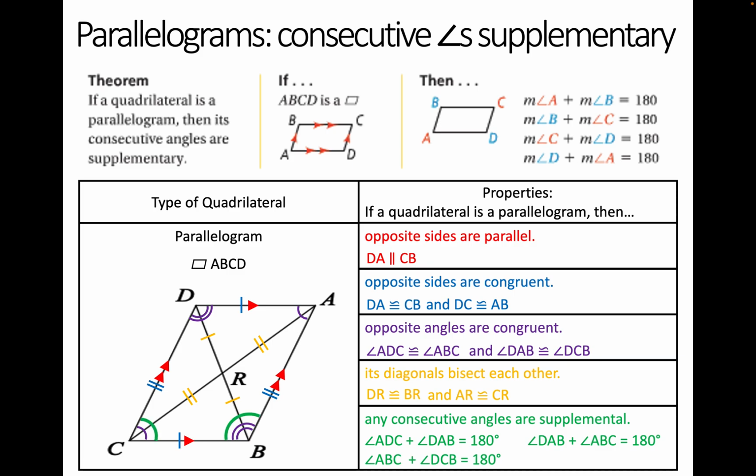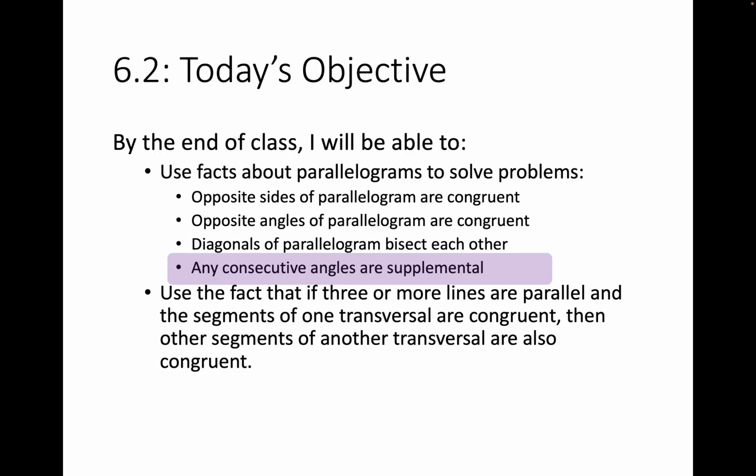If I take the measure of angle ABC and add it to the measure of DCB, it's equal to 180 because they are supplementary. And then finally, the measure of angle DCB plus the measure of angle ADC, together that equals 180. So push pause, take this for your notes. And now we can move on to our fourth sub-objective, that any consecutive angles are supplemental.